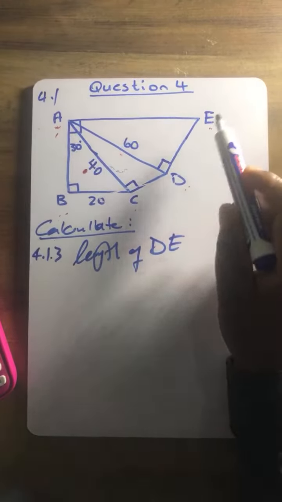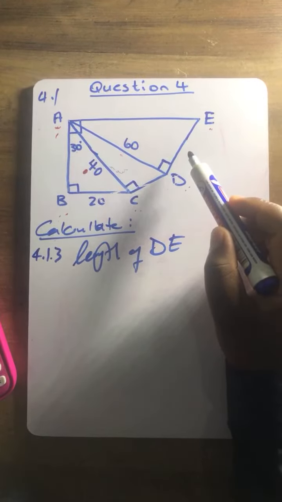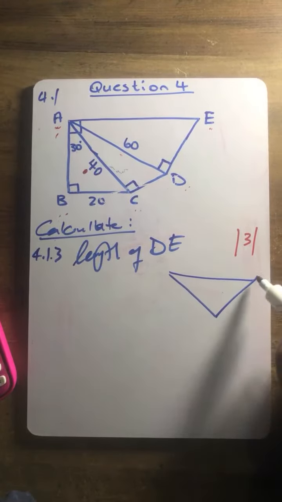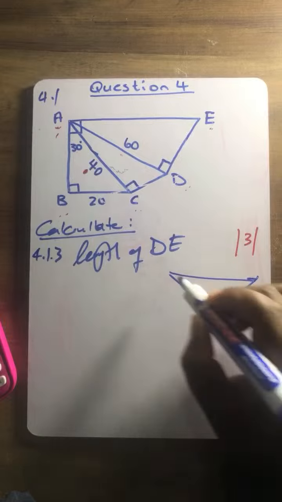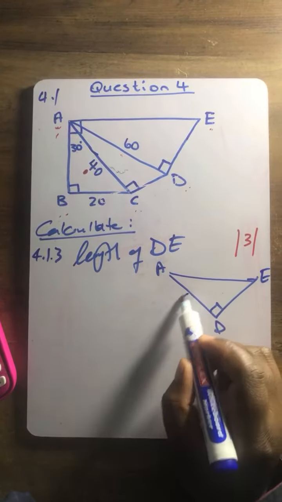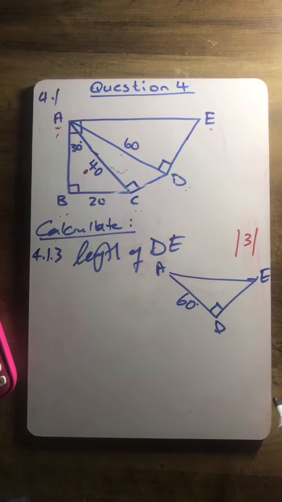Okay, let us see. So DE is connected to this triangle, the triangle of AD and then E. And what I know is that this is 60 degrees, but there is something missing there.